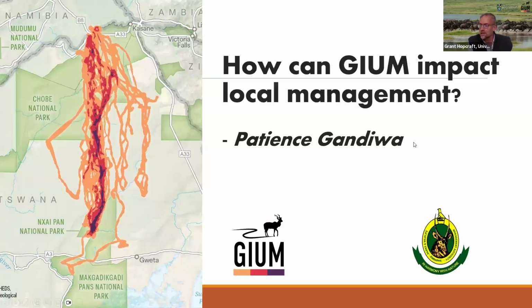Patience is currently the Director of International Conservation Affairs for Zimbabwe National Parks, where she's worked for over 15 years. She brings a huge number of years of scientific research, sustainable development, and international wildlife policy to the discussion, also previous work in several transfrontier national parks. Patience, thanks so much for talking to us today about GUM's impact on local management in Zimbabwe. So over to you, Patience.